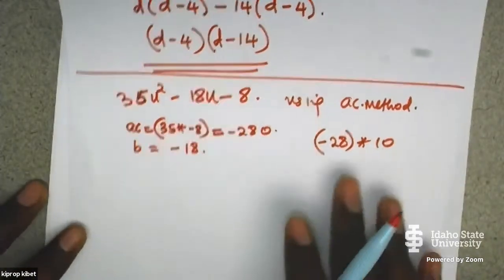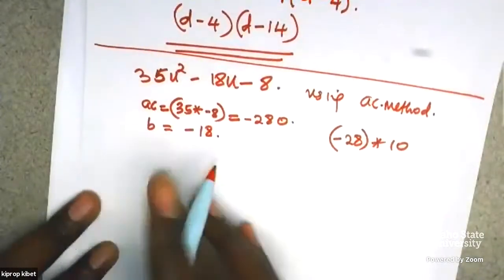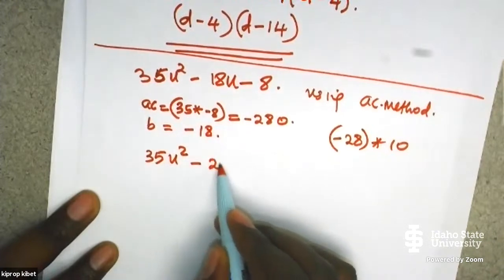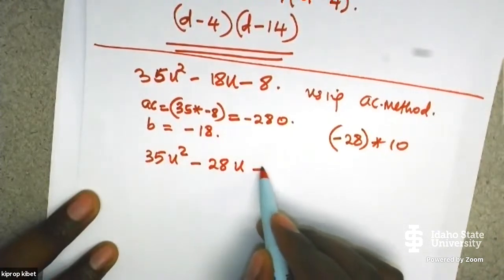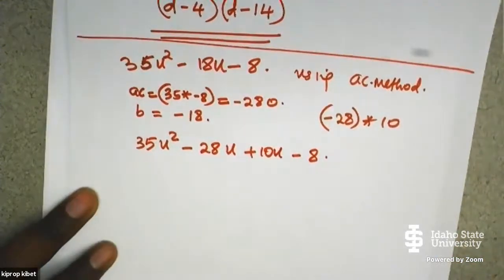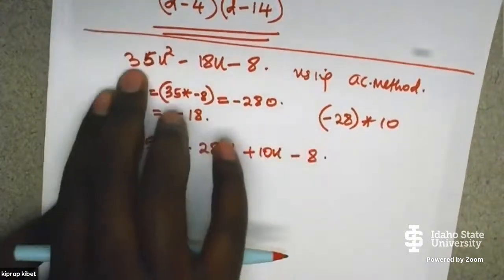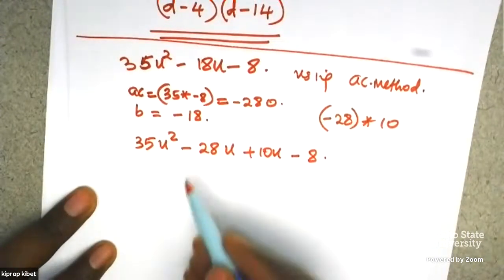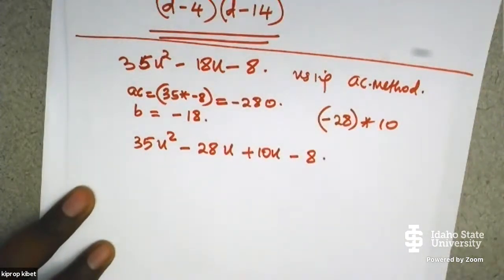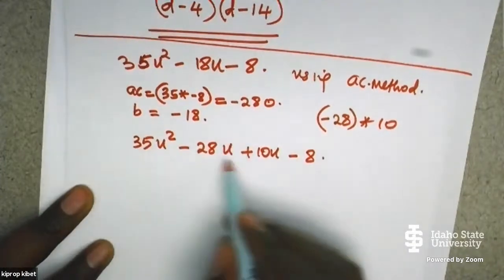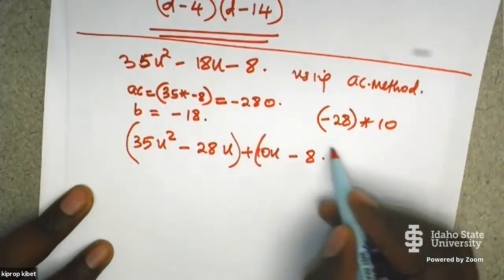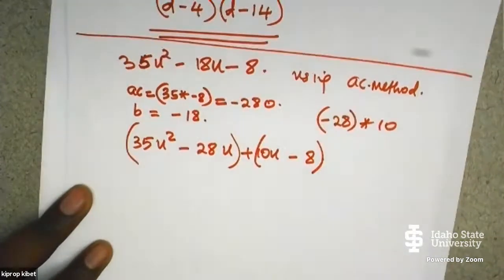So therefore, in this case, we now bring this one down here. So you say 35u squared, minus 28u plus 10u minus 8. Are we together? So this is similar to the expression up here, because minus 28u plus 10u is negative 18. And then we now group them. This one is easy to group because this is positive, so we can just put a plus there.